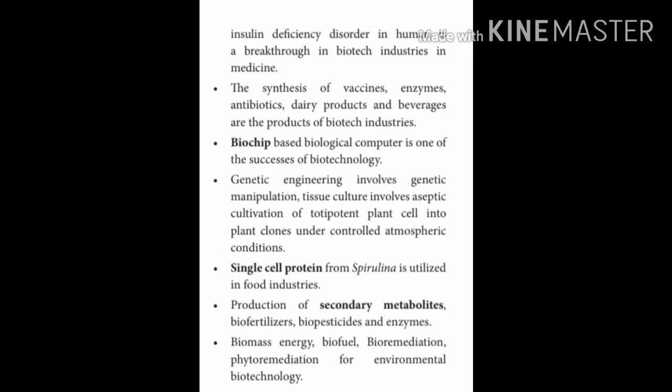So these important terms you just take out and write one explanation for all those terms. Let me repeat again. Take only the bold letter terms, that is transgenic plant variety, human insulin, synthesis of vaccines, biochips, single cell protein, secondary metabolites, and biomass energy. So these key terms will help you to write the particular answer. Write some 5 to 7 points because it is going to come as a 5 mark question. If you write 5 to 7 points, that is more than enough.